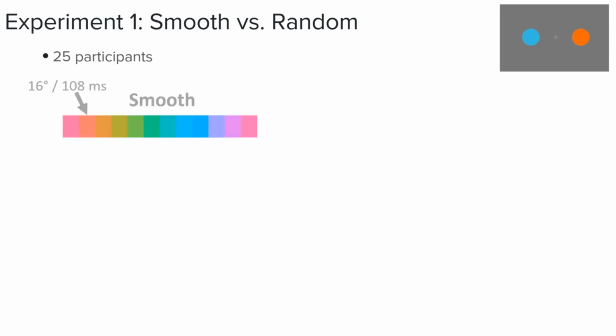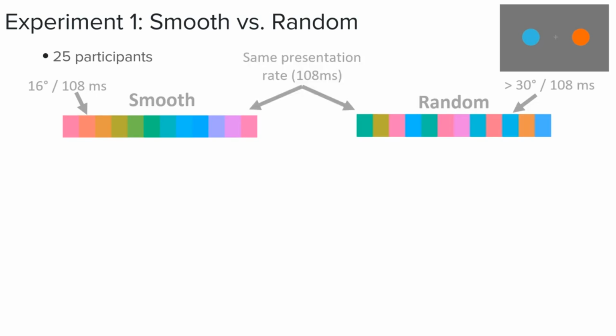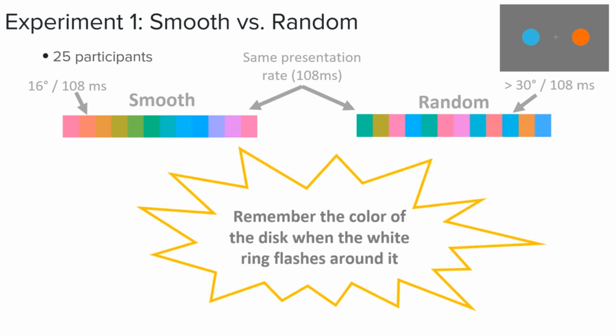To test this, our first experiment had participants monitor two changing color disks. The disks either changed smoothly, 16 degrees around the color wheel every 108 milliseconds, or randomly. Importantly, the SOA was the same in both conditions, and these trials were intermixed within block. So now I want to give you a feel for how this went. I want you to remember the color of the disk when the white ring flashes around it.